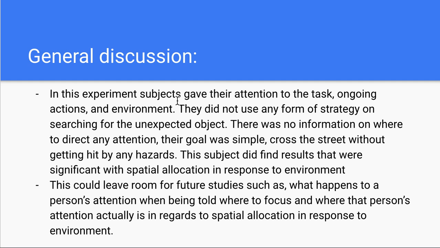A general discussion. In this experiment, subjects gave their attention to the task, ongoing actions, and environment. They did not use any form of strategy on searching for the unexpected object. There was no information on where to direct any attention. Their goal was simple: cross the street without getting hit by any hazards. This study did not find results that were significant with spatial allocation in response to environment.